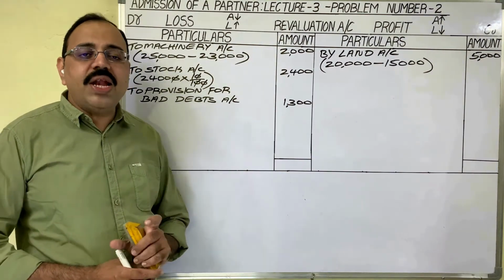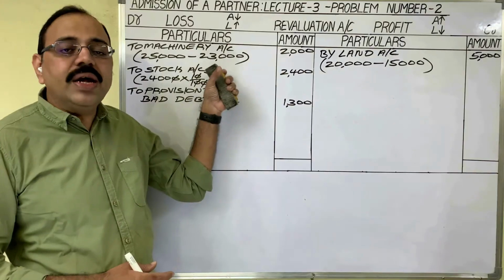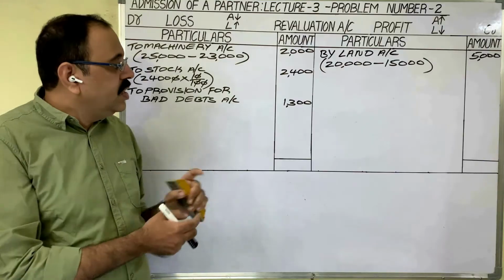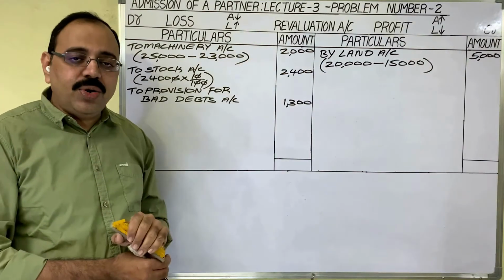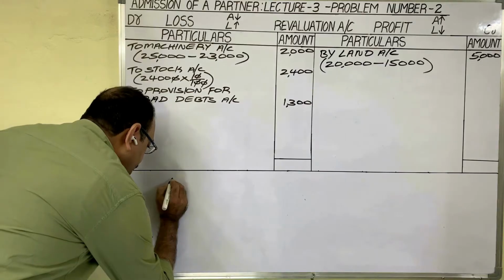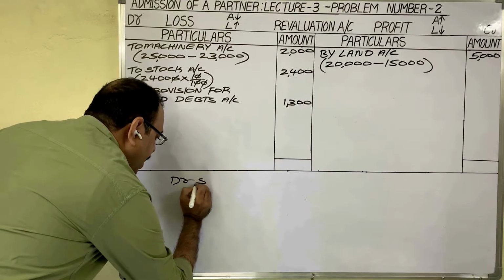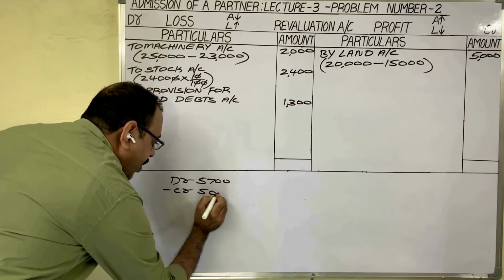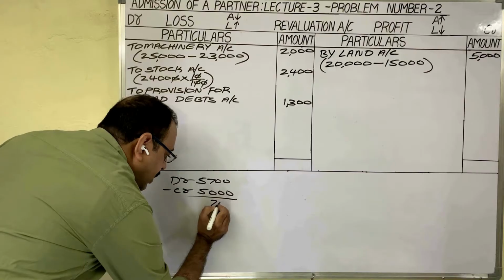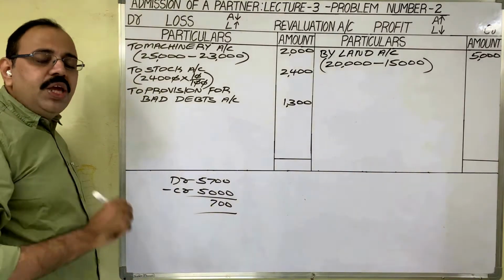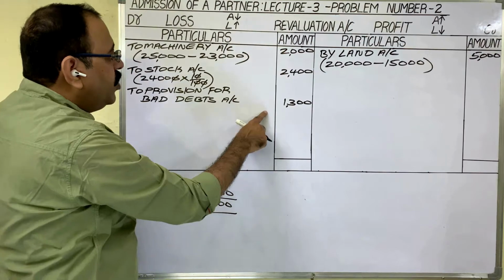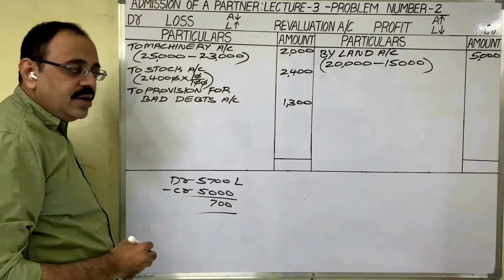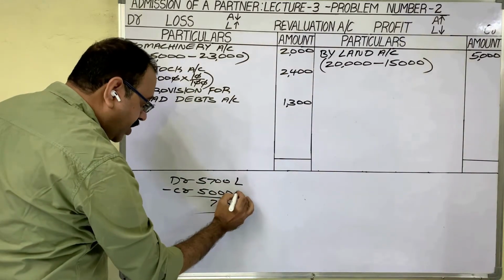So related to revaluation account, all adjustments we have considered. Finally, we have to observe which side total is more. Debit side total is more than credit side total. In rough notes, write down the debit total first, 5,700, minus credit total 5,000. Difference is 700. What is the meaning of this answer? Debit side we wrote losses. Total loss is 5,700. Total profit is 5,000.